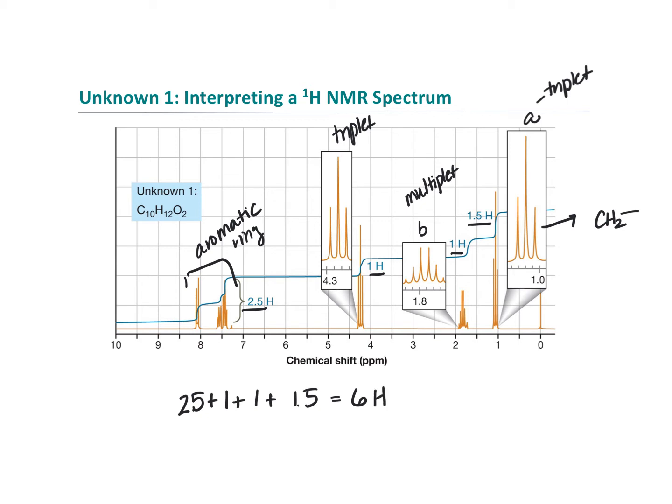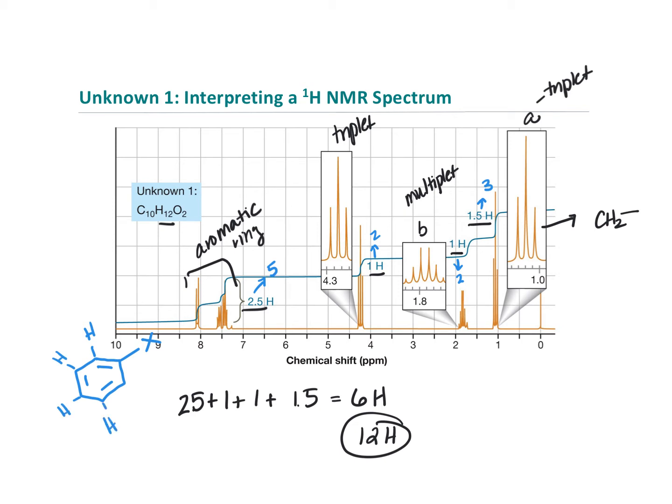And if I take that and multiply it by 2, that's where I get my 12 protons from, which matches the formula. So what this tells me is this integration here is really 3, and that's really 2, and that's really 2, and that's really 5. Now, that 5 is going to match really nicely with an aromatic ring. So if I have an aromatic ring and I have something attached, I end up with 1, 2, 3, 4, 5 protons.